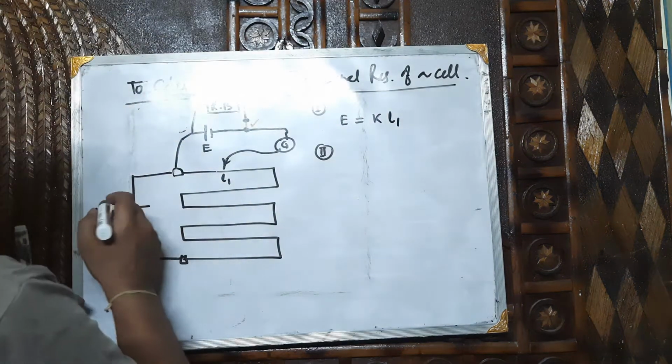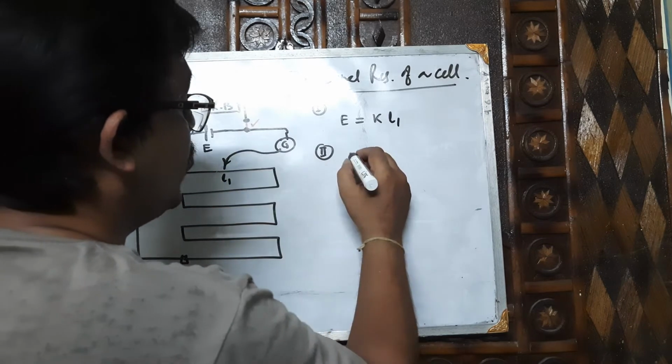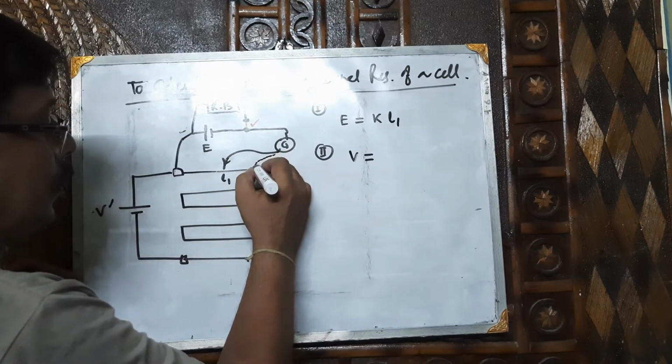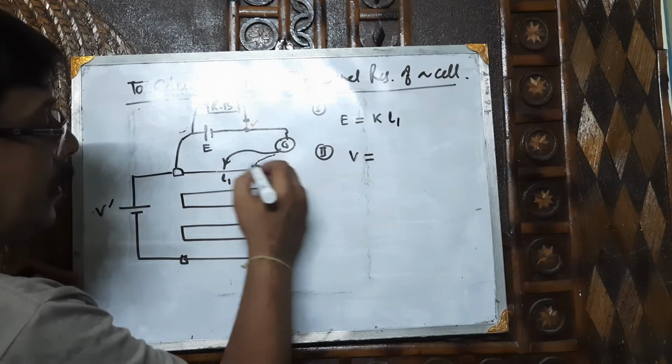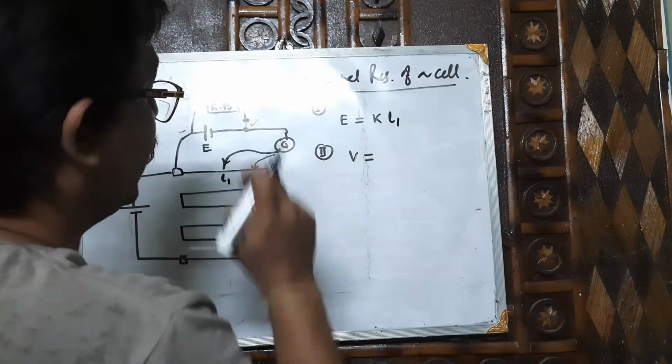So in this case, the battery with the resistance box connected to the external circuit gives you the voltage, not the EMF. Suppose it is V. You get the null point in another position now, suppose at the L2 position, when we add the resistance box, because adding the resistance box means adding one external resistance.